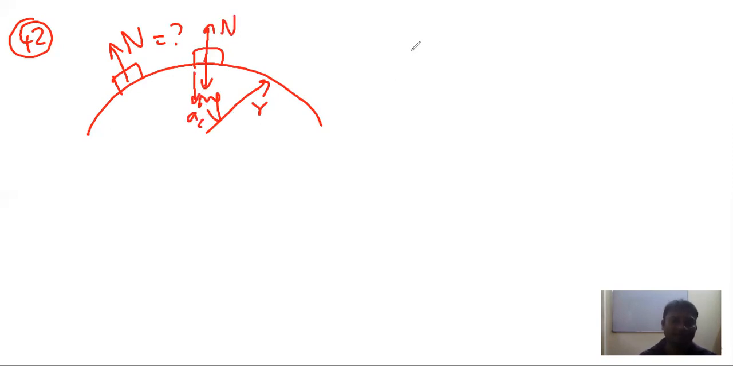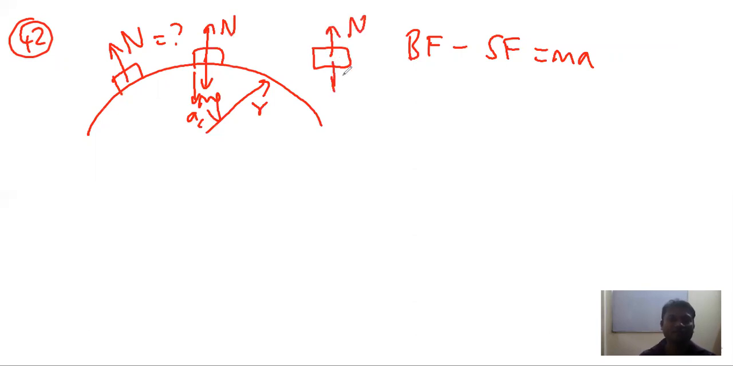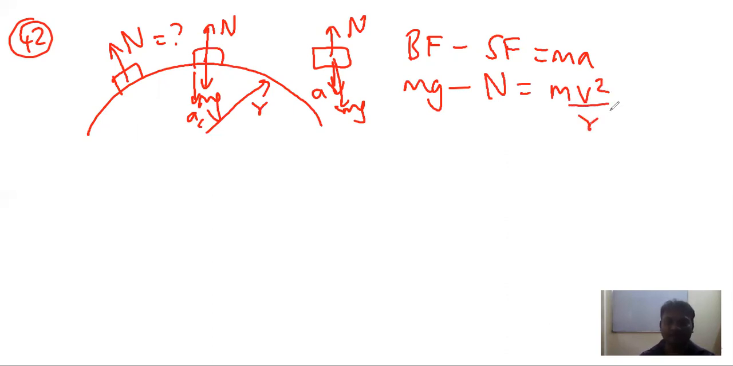So equation for Newton's law will be big force minus small force is mass into acceleration. For the car, the acceleration is towards center. So big force will also be towards the center, which is mg. Minus normal reaction is small force in opposite direction, and it is equal to acceleration, which is v square by r. So N value comes out to be mg minus mv square by r. So this is the value of normal reaction.